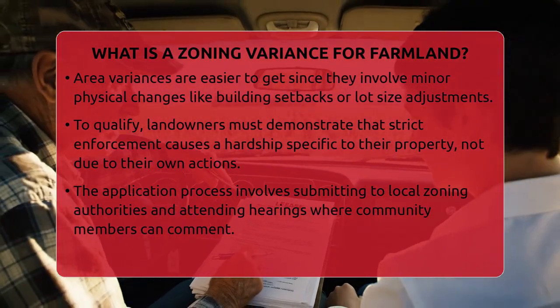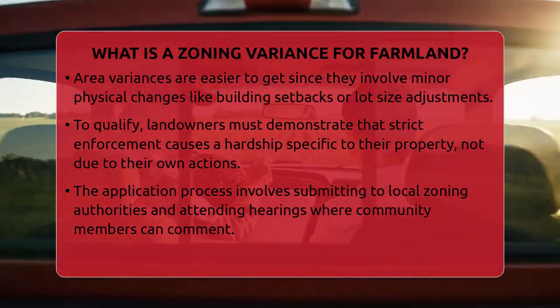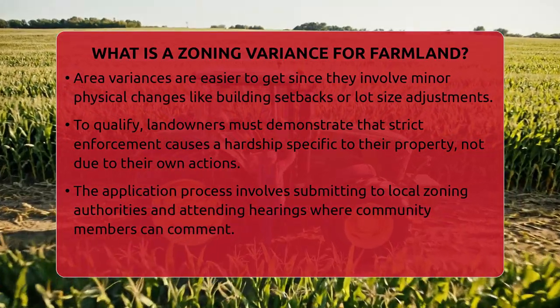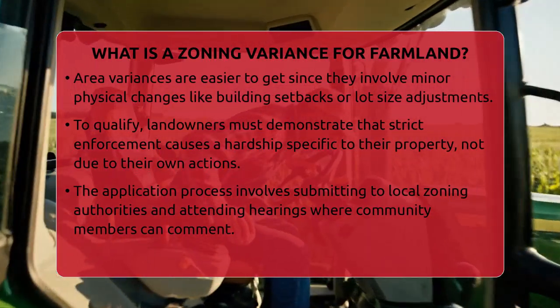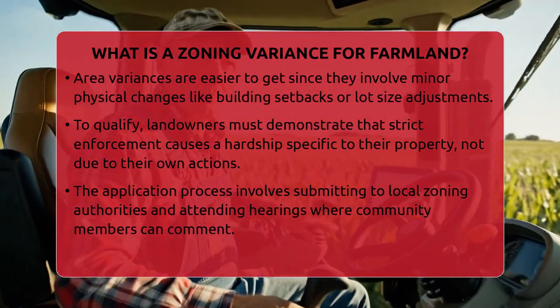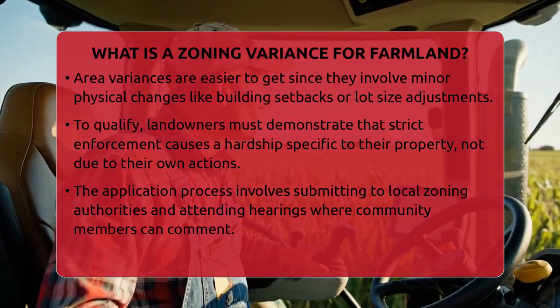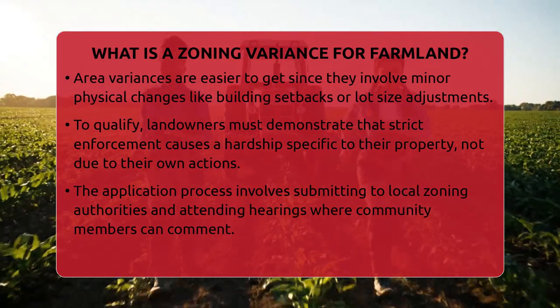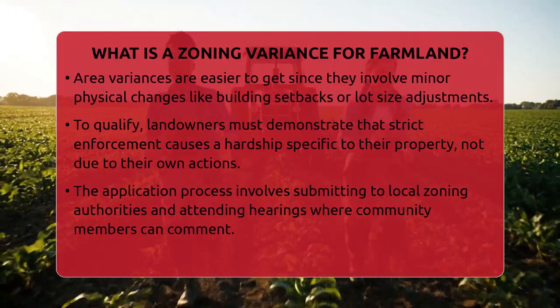To get a zoning variance, the landowner must show that strict enforcement of the rules causes a hardship specific to their land. For example, if the land's topography or size makes it impossible to meet setback requirements, that could be a hardship. They also need to prove the hardship isn't caused by their own actions.